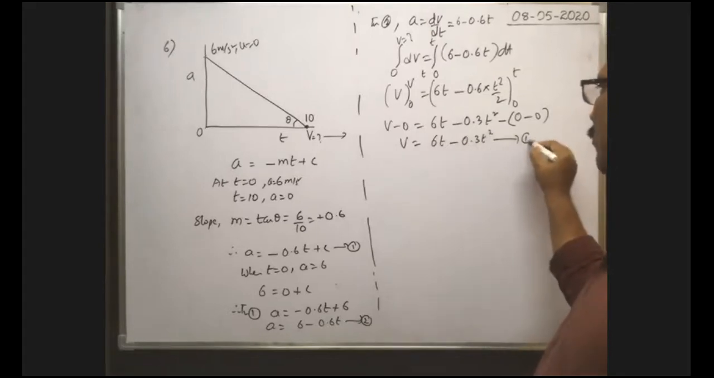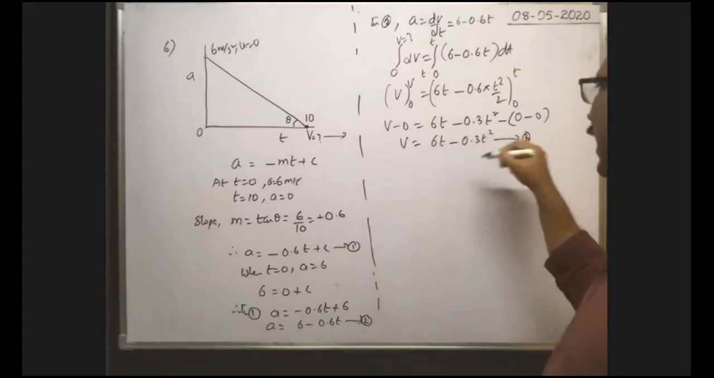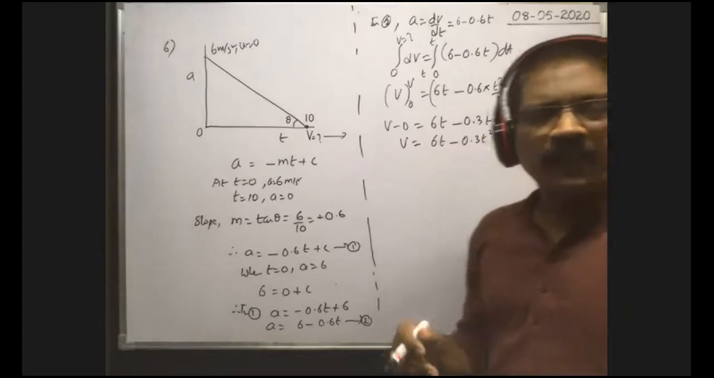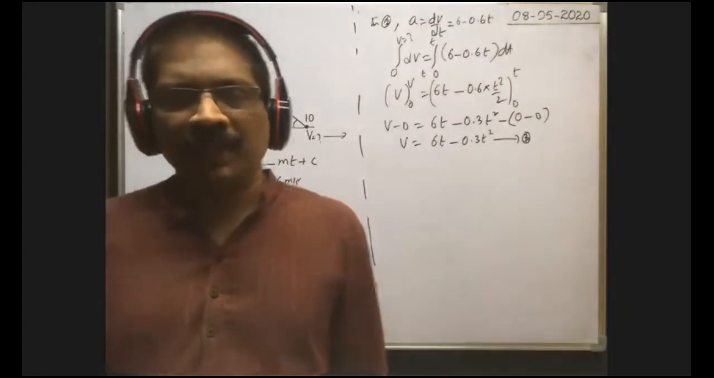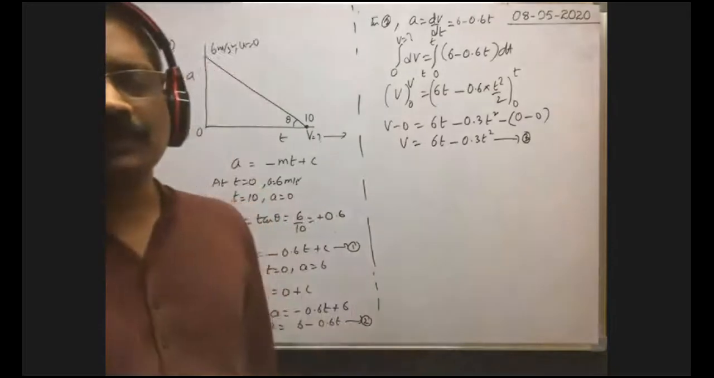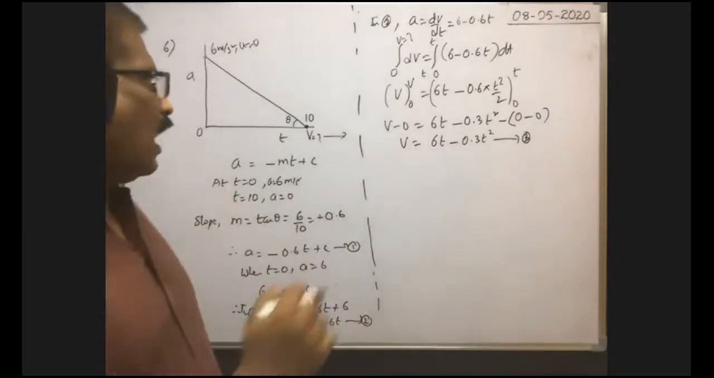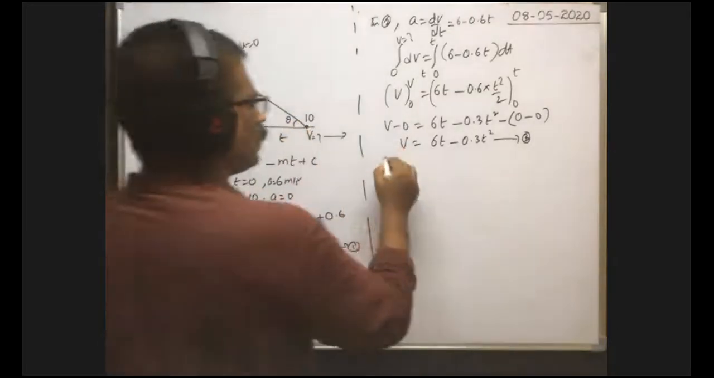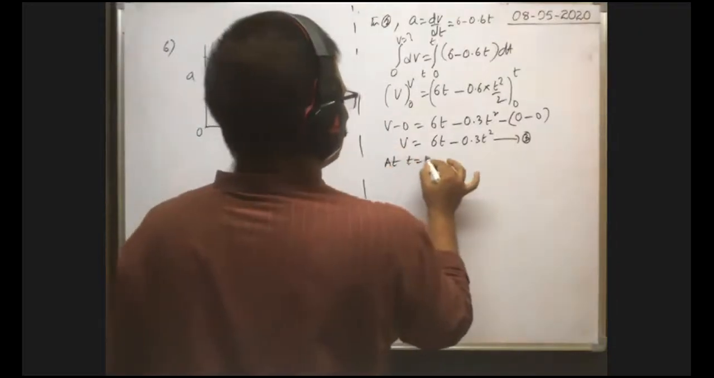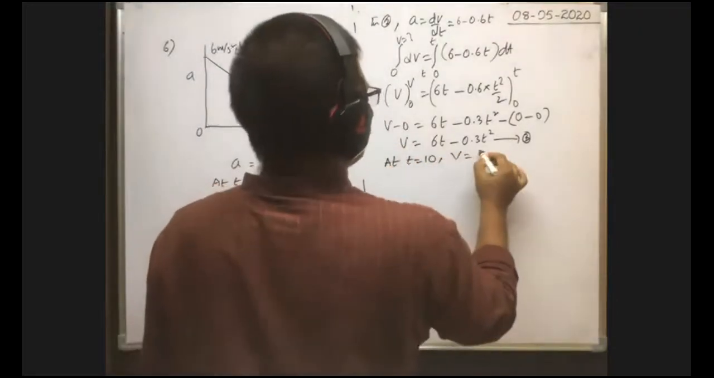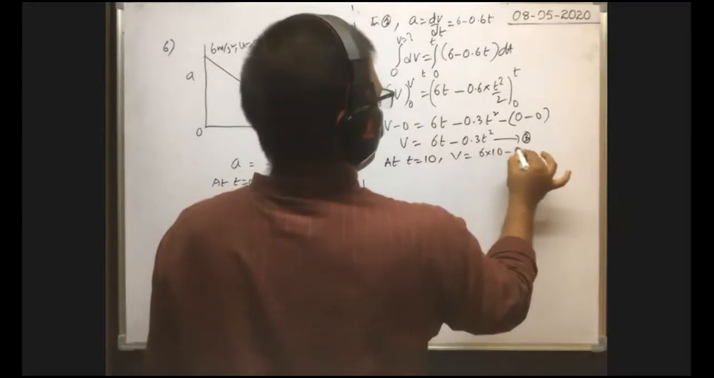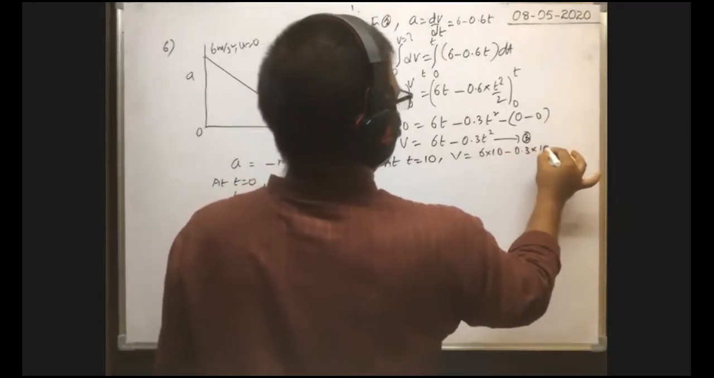It is the velocity of the body at any time t. If you obtain the velocity of the body at any time t, such velocity is called the instantaneous velocity. After 10 seconds, what is the velocity? So at t is equal to 10, what is the velocity? v is equal to 6 into 10 minus 0.3 into 10 square. 10 square means 100.